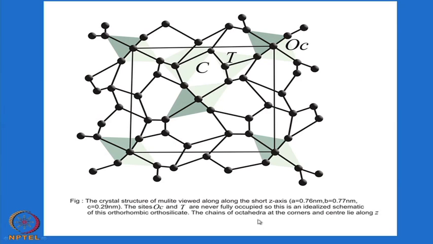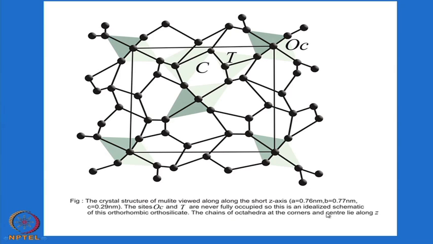You can see the crystal structure of mullite viewed along the short z axis. These are the lattice parameters A, B, C. You can see here A and B are almost the same, whereas C is different. So, it is a kind of tetragonal symmetry. The sites O_C and T are never fully occupied.